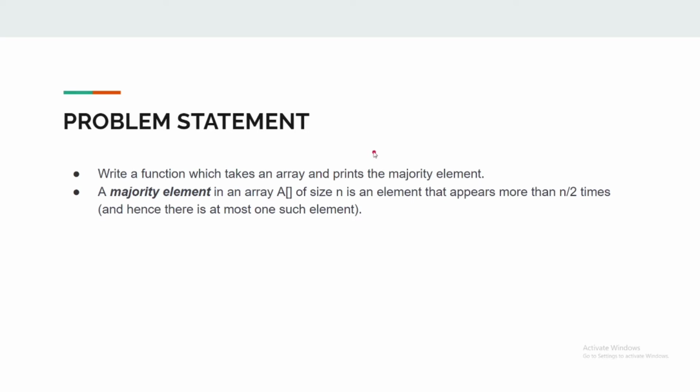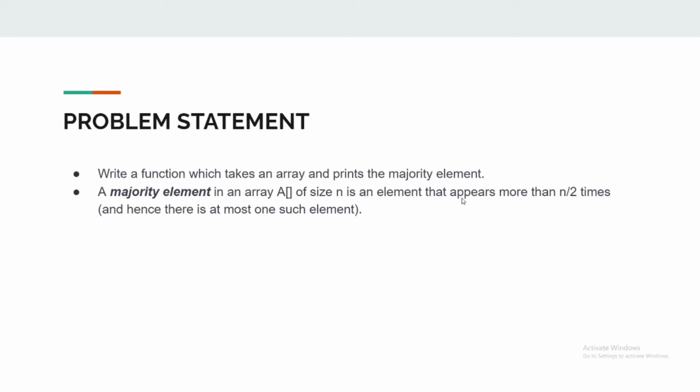So a majority element is a part of an array and we need to find it. So what is the majority element? A majority element in the array is an element that appears more than n by 2 times. Basically, if there are n elements in the array, any element that is occurring n by 2 plus 1 times is a majority element, and we need to find that majority element in an array.